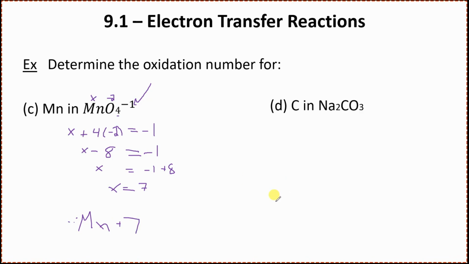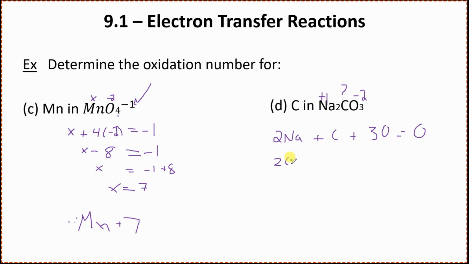And now we've got a full molecule here, and we want to know the carbon in this molecule, sodium carbonate. If you look sodium up on the periodic table, it's got a charge of +1. Oxygen once again has a charge of -2. And carbon can have a few different charges. So let's make an equation. We've got 2 of the sodiums plus 1 carbon plus 3 oxygens, and that equals 0 this time.